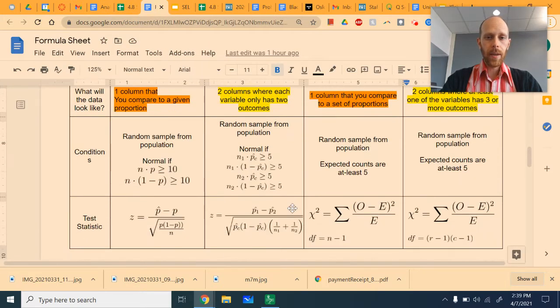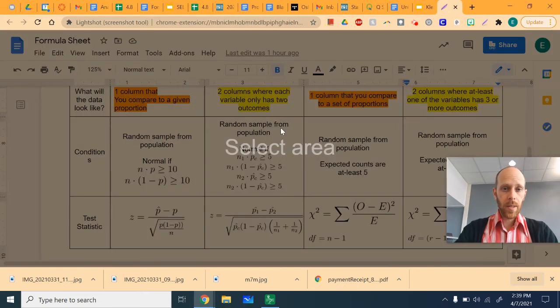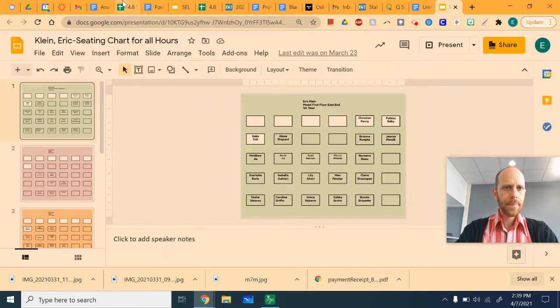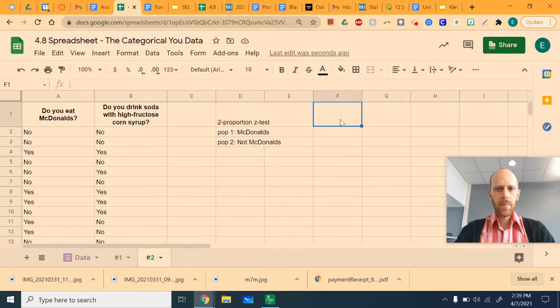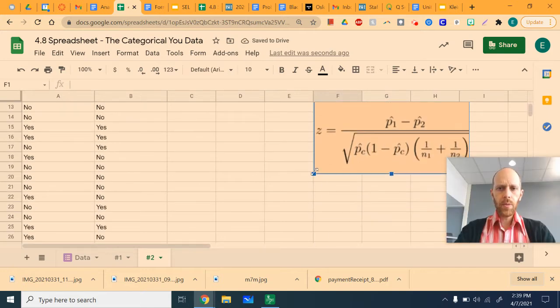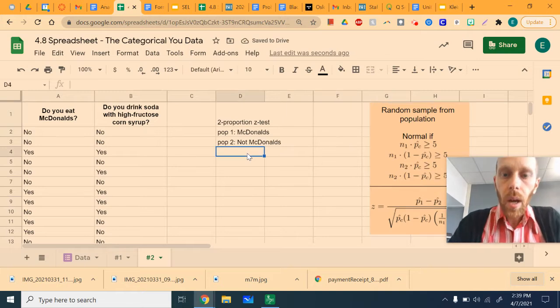I am going to come over here and I am going to copy some of the formula stuff so that we've got it for reference. I'll move you over a little bit. Right there. And I'm going to shrink you down to size. There we go.